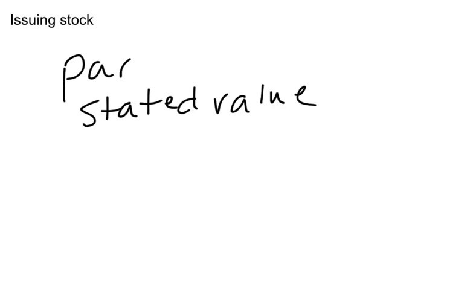So let's say that you were authorized 100,000 shares of common stock, but it was 100,000 shares of $10 par common stock. That $10 is an arbitrary figure that has great meaning as far as accounting and bookwork is concerned, but it does not have anything to do with market value. So the par or the stated value, they're very much the same thing, just different names.